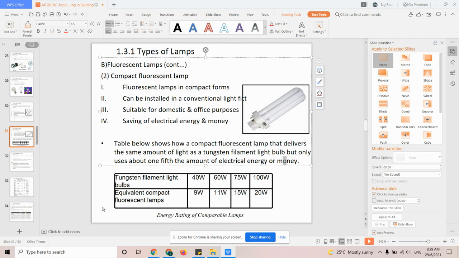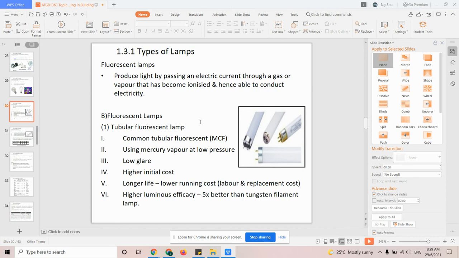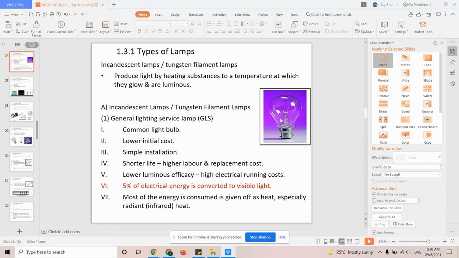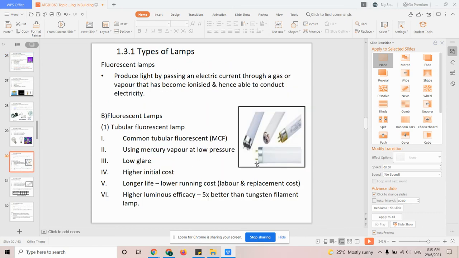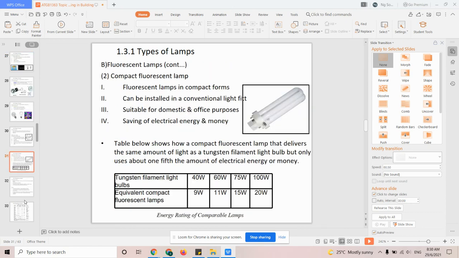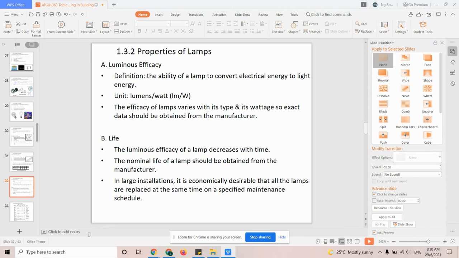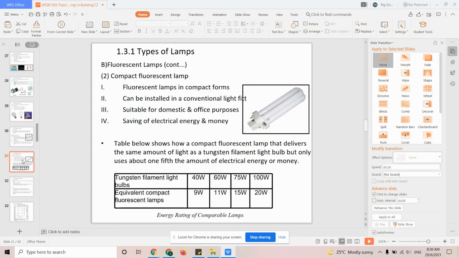So what is not mentioned here is LED lighting. Behind the mechanism of this LED, instead of having electricity heating up the material like our first general lighting service lamp, our incandescent lamp, or even using gas. This is not in your exam because it's not in your slides. Just for your extra knowledge.